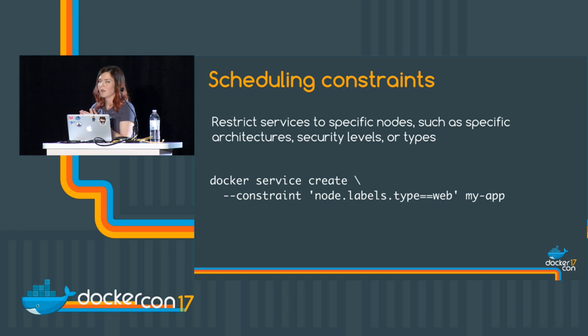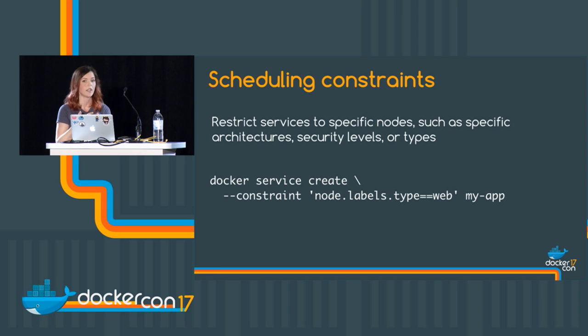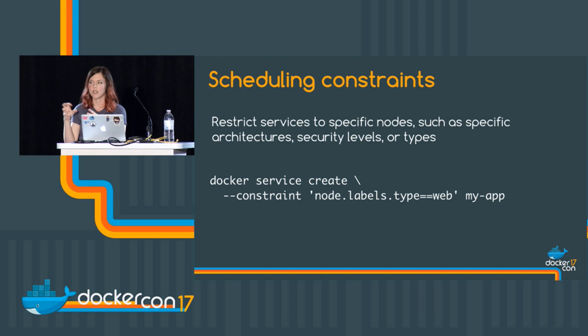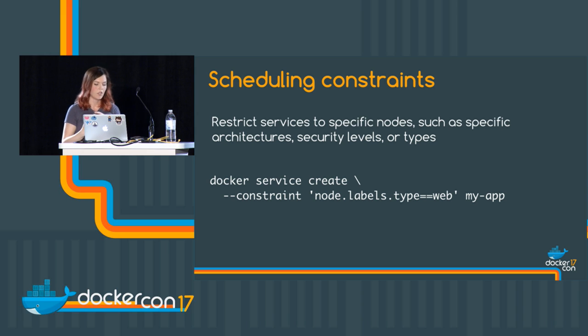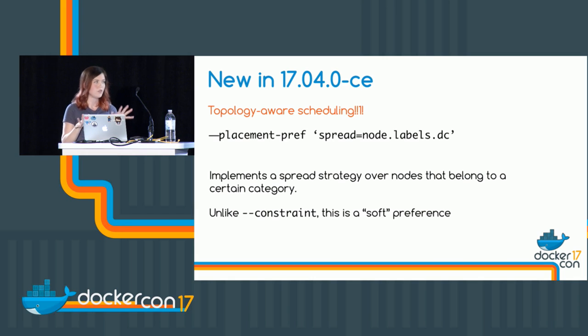As Diogo mentioned this morning in the opening session, there are scheduling constraints. He used the example of scheduling work that really needs secure nodes on the subset that has a specific label. You can do that with --constraint. You can use labels. You can use a bunch of other stuff. It's really well documented. This makes it so that you can only run that work on the node that has the constraint.